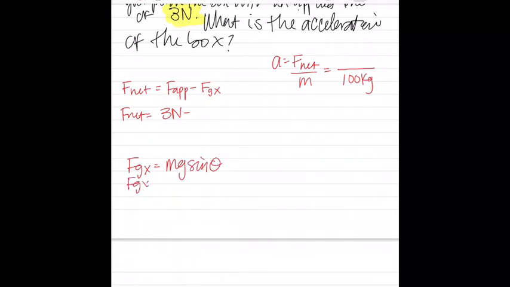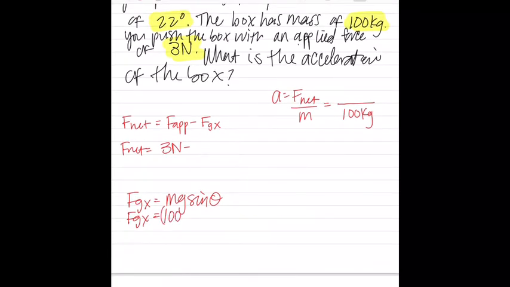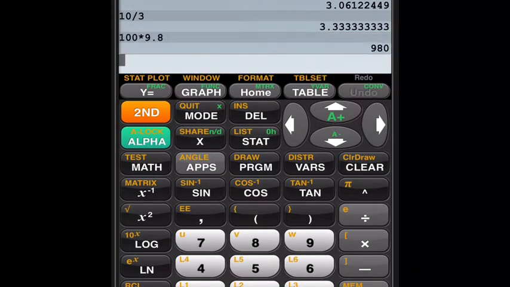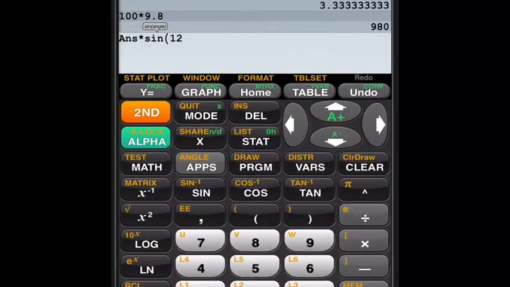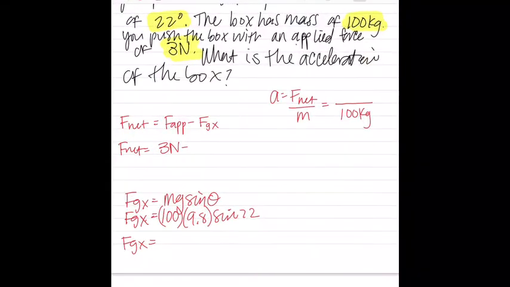So Fg of x is, let's see, mass was 100, because this time it was given to us in kilograms, not newtons. So I've got to have my gravity out there. Sine of 22. Fg of x says, 100 times 9.8, I'm going to do that in a separate calculation, times sine of, was it 12 or 22? I think it was 22. Yeah. Okay, gives me 367. Oh, that sounds right. I remember that now. Okay, so 367 newtons.